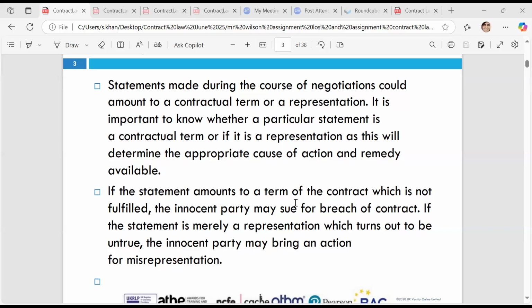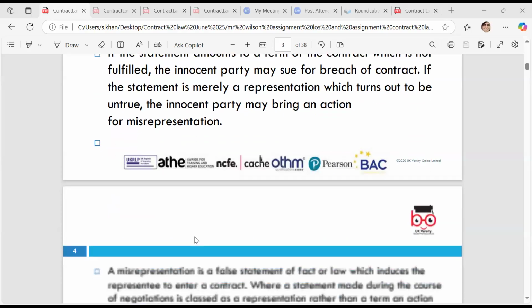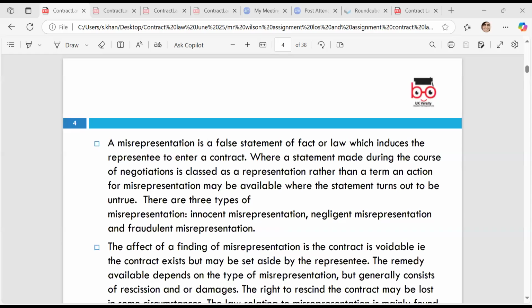Then you have a representation, on the other hand, which is a statement made to induce someone to enter into a contract, but is not necessarily part of the contract itself. An example of that is a seller stating that the car's never been in an accident, or a job applicant claiming a specific skill set, which is not true, but they influence the decision. So misrepresentation is another element of it.